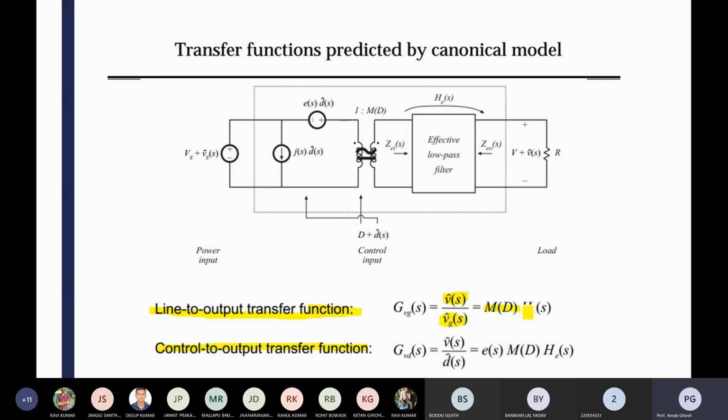Okay, so it is coming as M(D) into H(s). So that is your line to output transfer function. Another is control to output transfer function, which means your D(s). Output is your control to output transfer function, and Vs is your output. So output by input is coming as E(s) multiplied with your M(D) into H(s). So that portion is there.